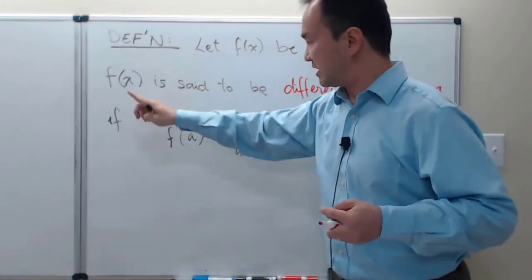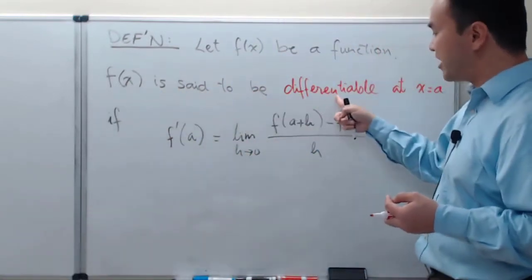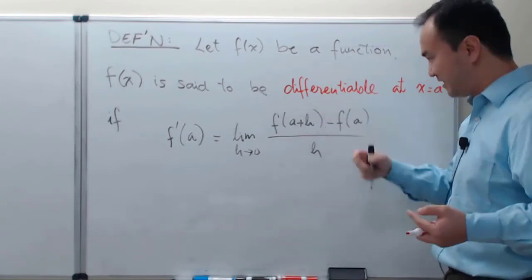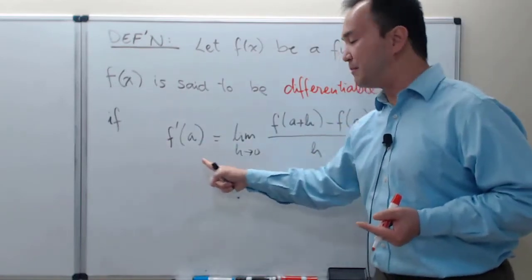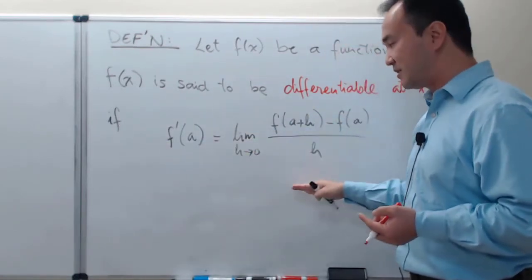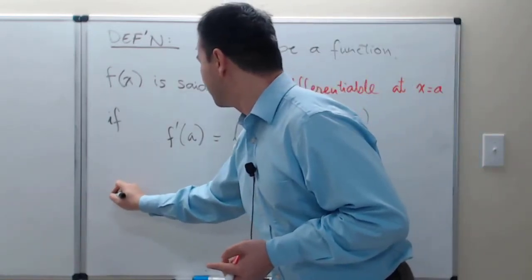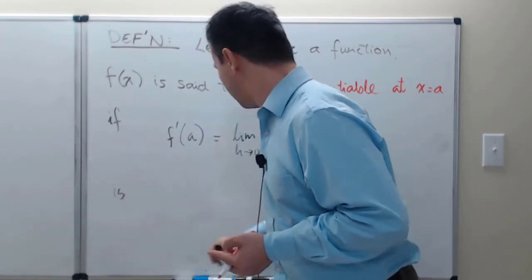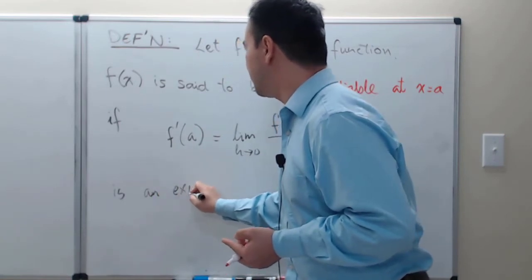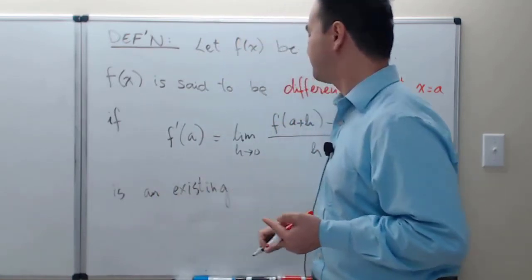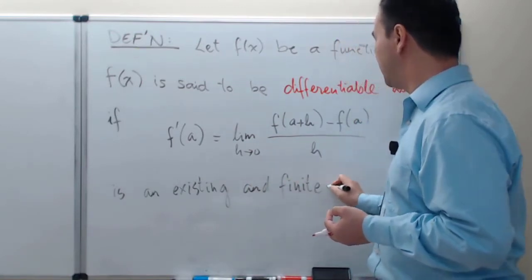Let me restate it as one statement. Our function f of x is said to be differentiable. This is a property, an adjective, to be differentiable at a given x equals a if this limit works. Primarily, we're focusing on this limit work. The function is differentiable if this limit is an existing and finite value.